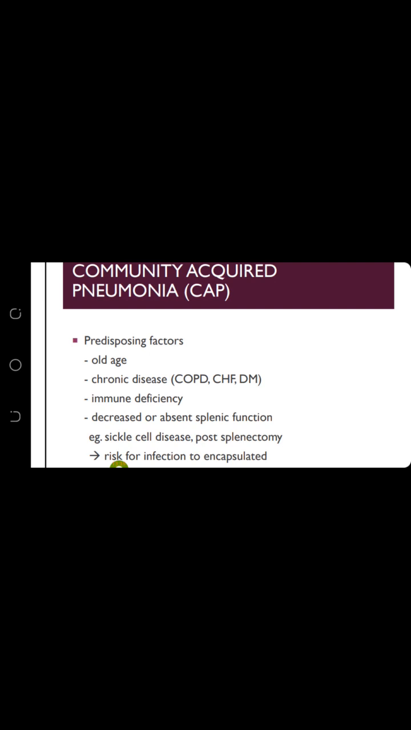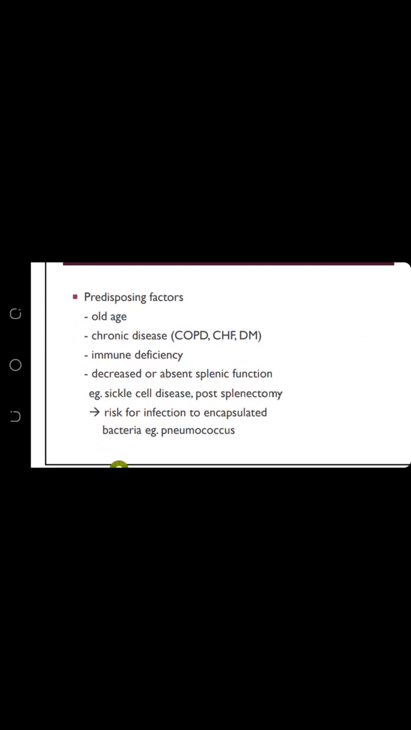Also, people that have immune deficiency have a high risk of having this disease. We also see it in decreased or absent splenic function, like in sickle cell disease, and it is also present post splenectomy. Post splenectomy is when you have just had a surgical procedure on the spleen. The removal of the spleen through an incision is called splenectomy.